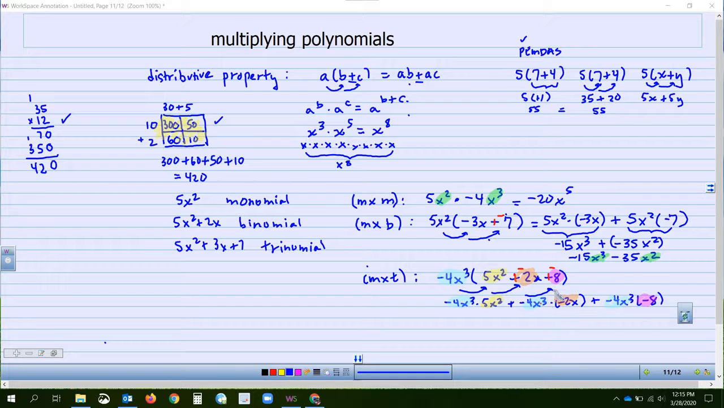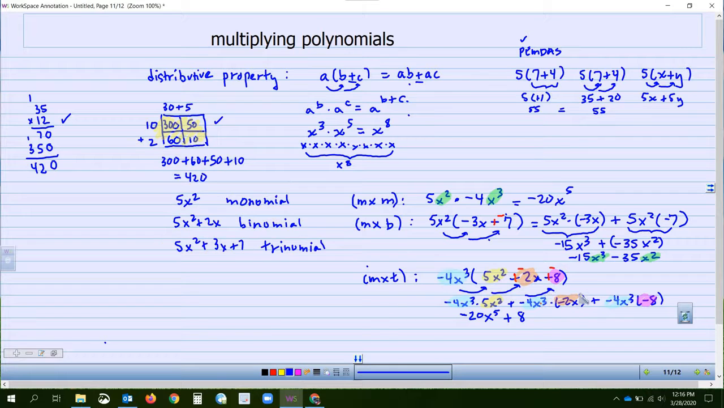Now we've got what? Monomial, monomial, monomial, monomial, monomial, monomial. And here we go. Multiply the coefficients. Negative 4 times 5, negative 20. X to the, what are we going to do with these again? That's right. We're going to add them. Good. Plus negative 4 times negative 2. That's going to be a positive 8.